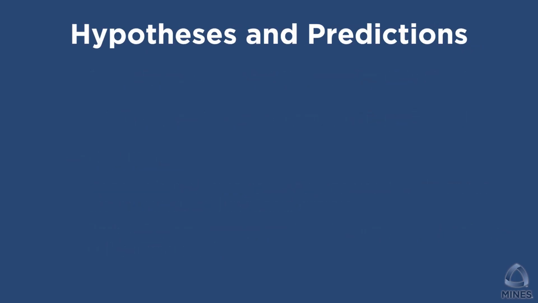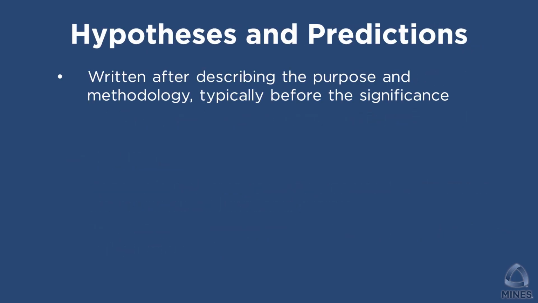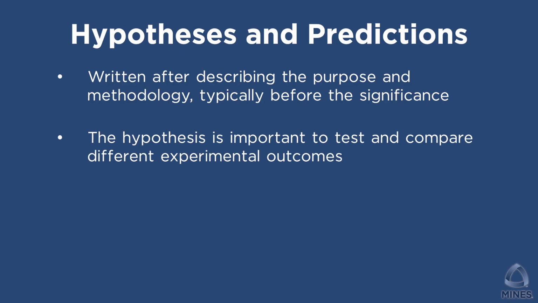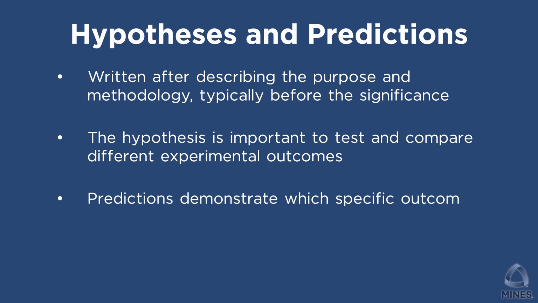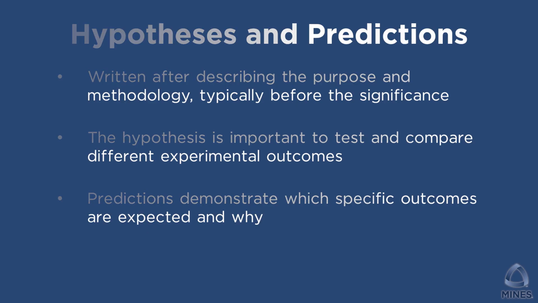Technical writers state the hypothesis after describing the main purpose and overall methodology, typically before the significance. A hypothesis is important to be able to test and compare different outcomes of the experiment. This is usually followed by 2 or 3 predictions, which demonstrate which specific outcomes are expected to occur and why. Explaining why the predictions were chosen shows a deeper level of understanding in the student's thought process. Even if the predictions are not correct, they can be explained or further revised in the results and discussion section.